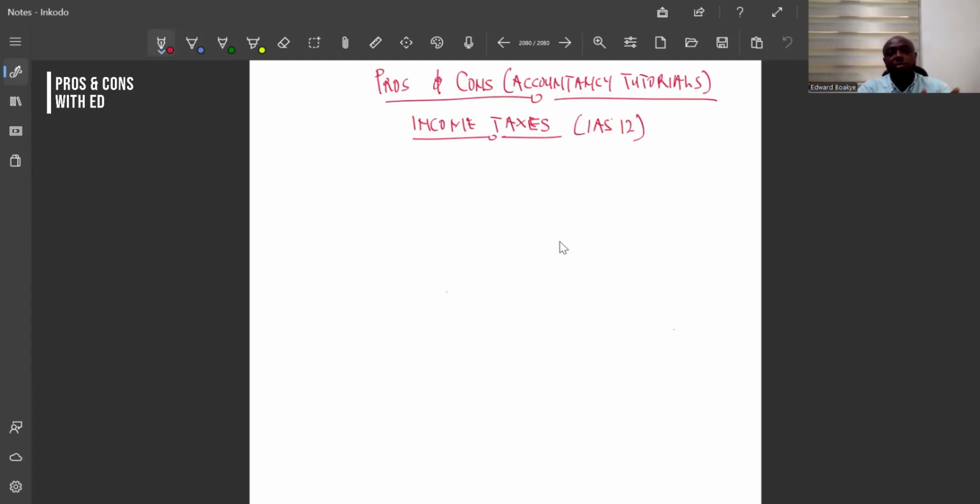In this section, we are actually going to talk about two things, because income taxes in terms of IAS 12 talks about two things: one, your current tax, and then the deferred tax. So as I said, we have the two things, which is your current taxes, and your deferred taxes.